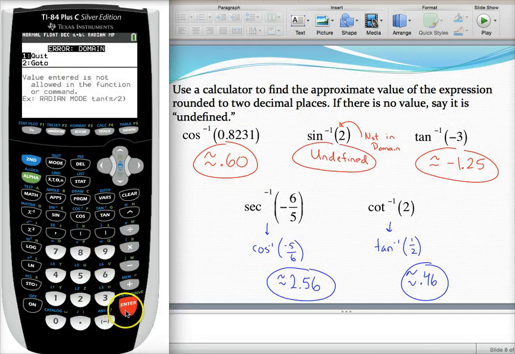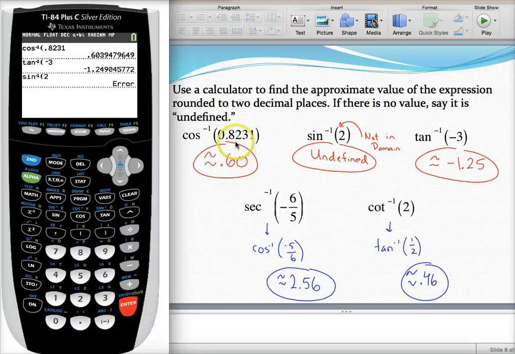There's my error message. The reason that this one did not work while those other two did work is that, recall, my domain for inverse sine is only numbers between -1 and 1. So 2 is not in that domain. There is no answer. We would just say undefined.